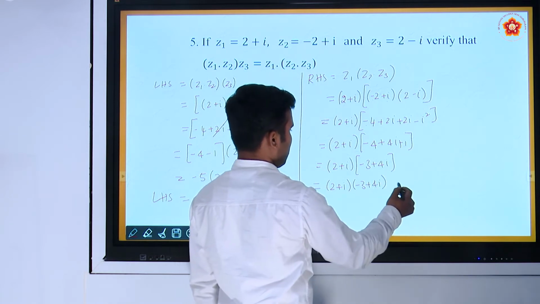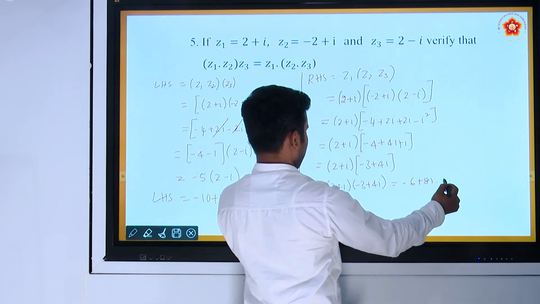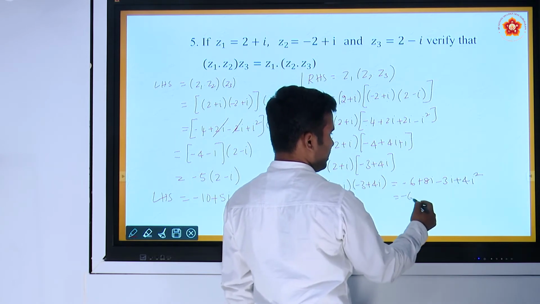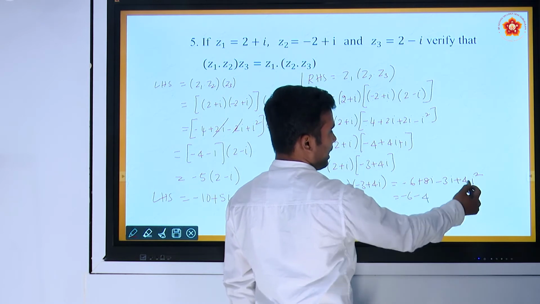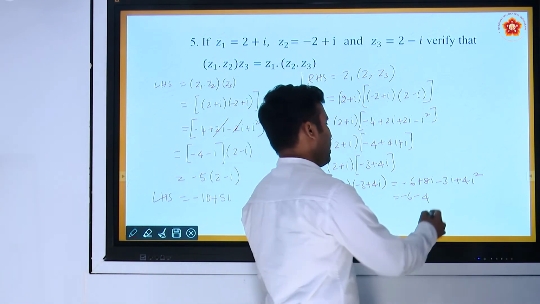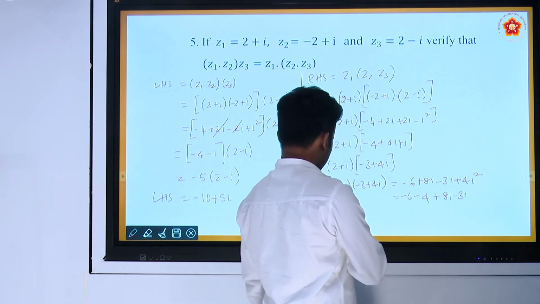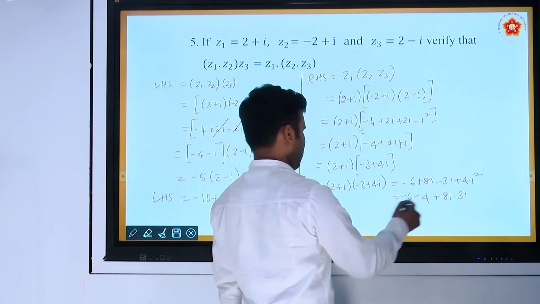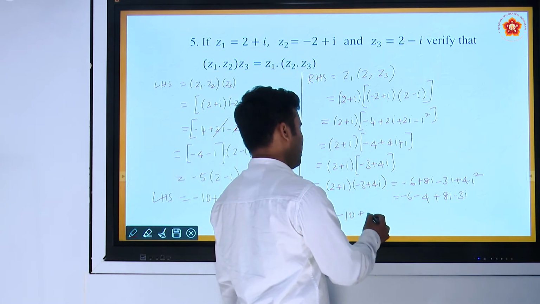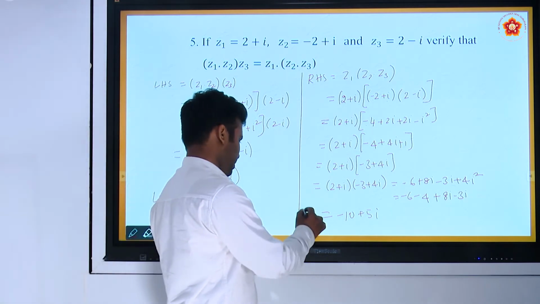If you multiply this, it will be equal to minus 6 plus 8i, minus 3i, and plus 4i square, which is equal to minus 6, and this will be minus 4, as I substitute i square is equal to minus 1, minus 1 into 4 will be minus 4. And here plus 8i and minus 3i, which is equal to minus 10, and plus 8 minus 3 will be plus 5i. So you may look at both LHS as well as RHS.